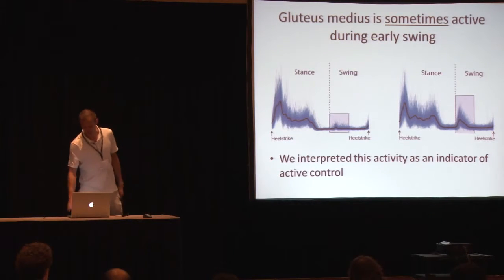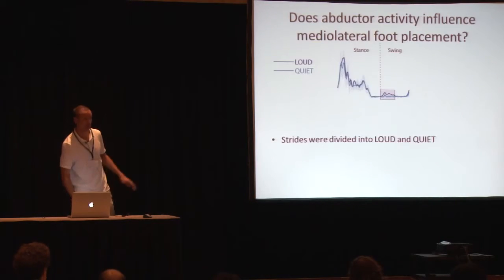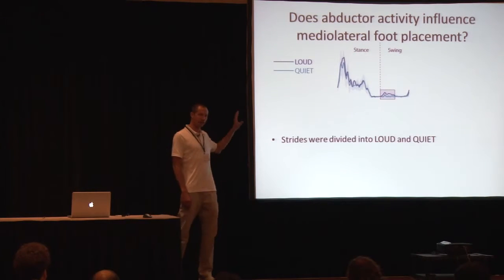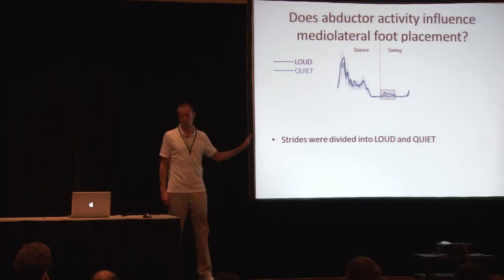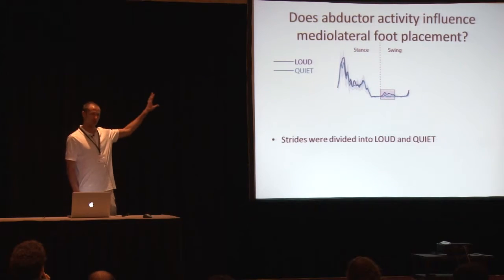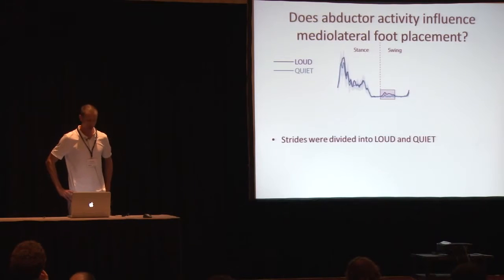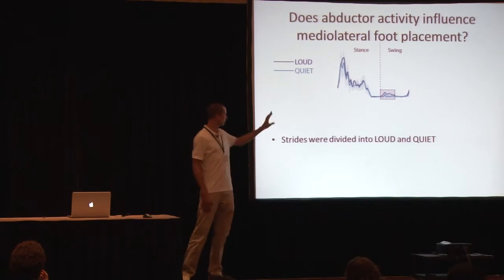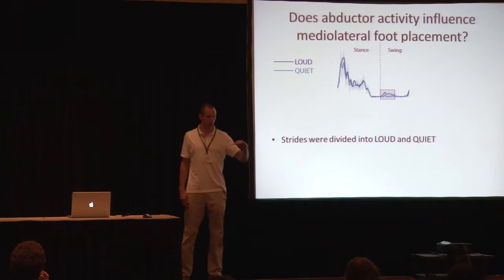But it's possible that we're wrong. It's possible that that's not actually what's happening, and that's just noise. We know there's noise when people activate their muscles. So we wanted to see if anything happens, if there's a functional effect of this muscle activity. So there are a couple ways we analyzed this. One of them, which is shown here, it's a little easier to see visually, just dividing into what we call loud strides, where there clearly is activity in this phase, and then quiet strides, where there's pretty much nothing going on.